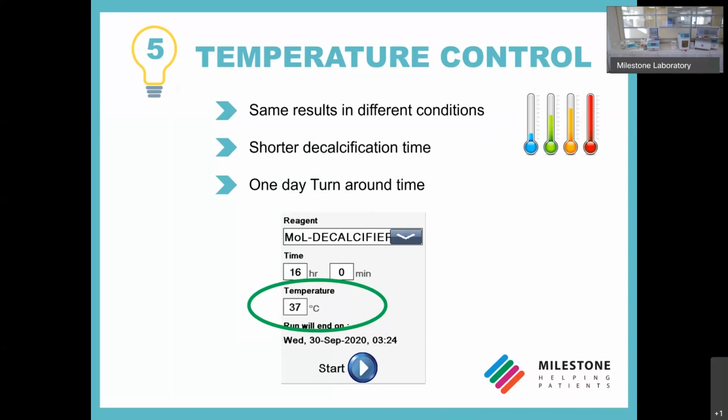Temperature combined with chelating reagents such as mold decalcifiers shortens the normal decalcification times, making it possible to decalcify within 1 day while using an optimal reagent for molecular biology. Again, in the practical part, we will see some units with decalcification temperature control and control of the maintenance of the preset temperature.